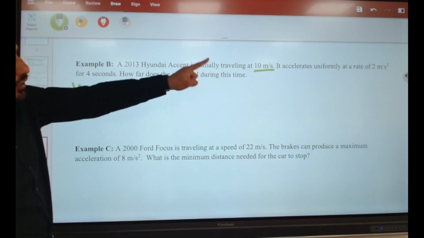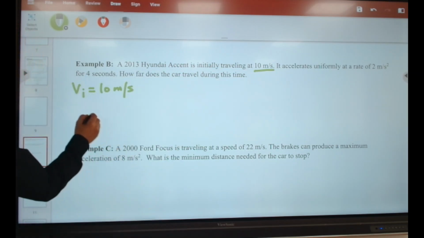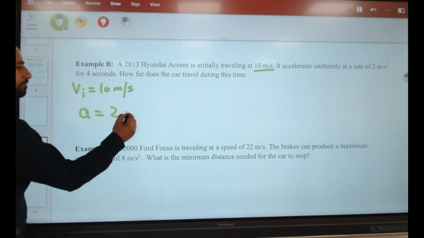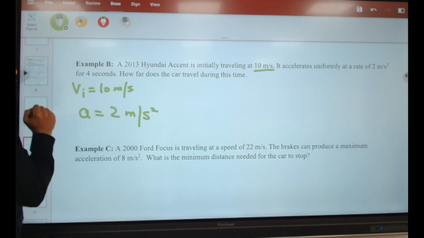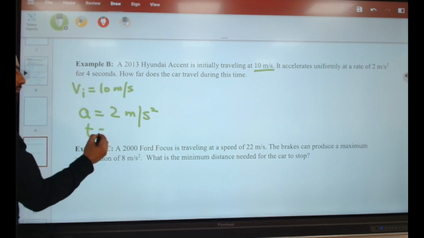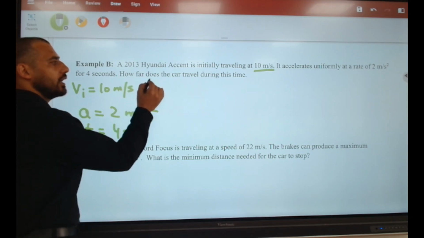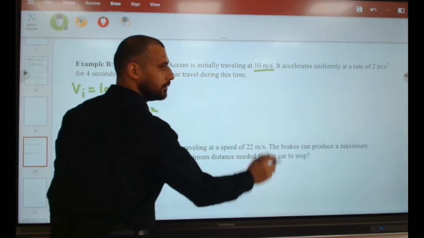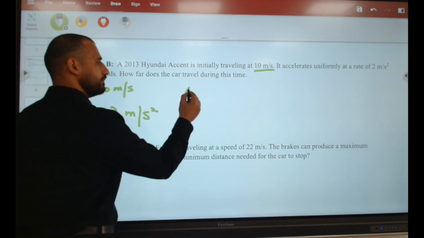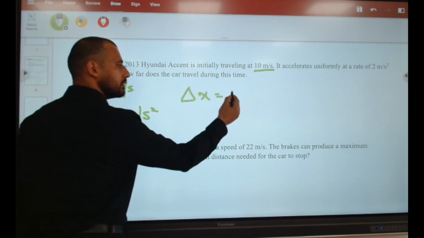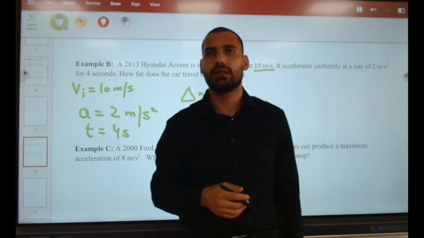It accelerates uniformly at a rate of 2 meters per second square. So what is the acceleration? So what is the time? Now what is the question? How far does the car travel during this time? So what do we need to find? How far means delta x. We have to find the change in position. Clear?